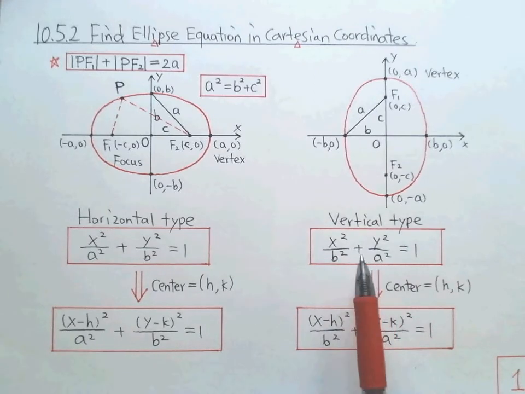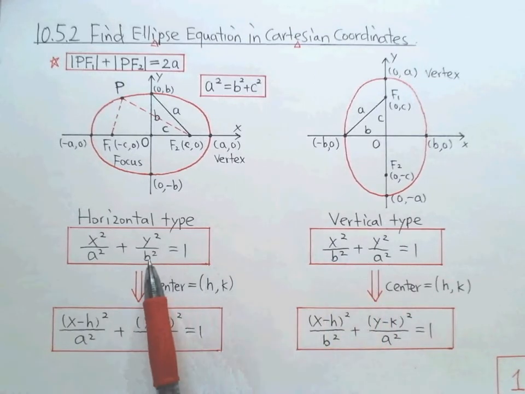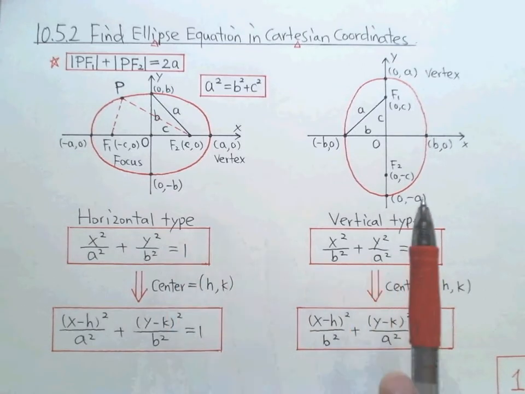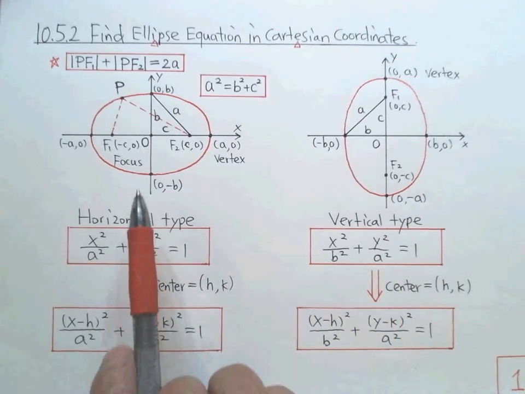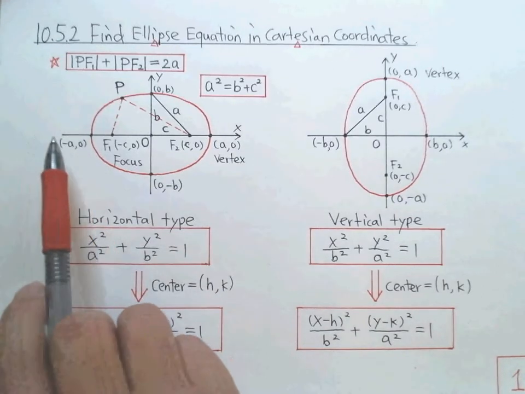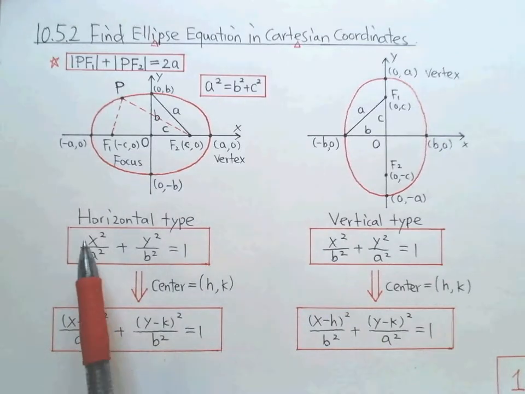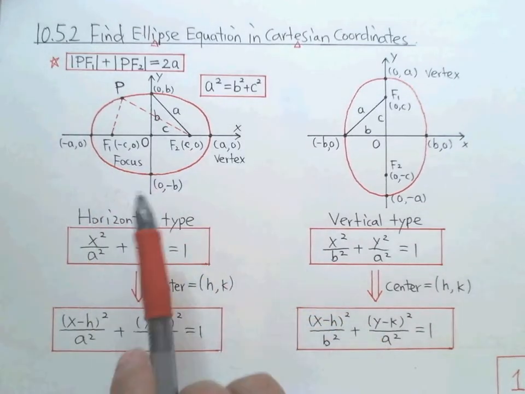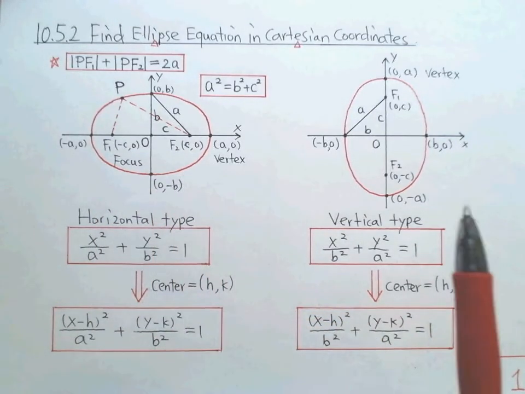Now let's compare this standard equation to the other standard equation. We see what the big difference is. For the horizontal type, the biggest parameter goes with x, which means x is horizontal. The biggest goes with the horizontal for the horizontal type. You will see here.